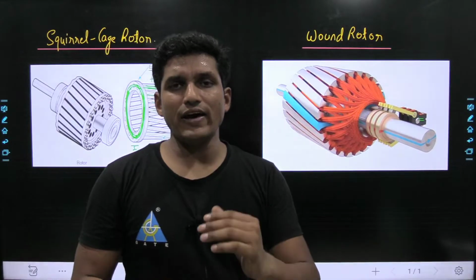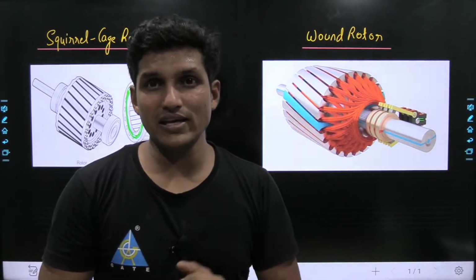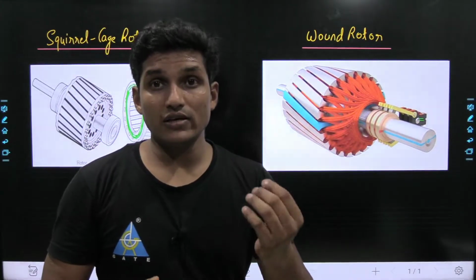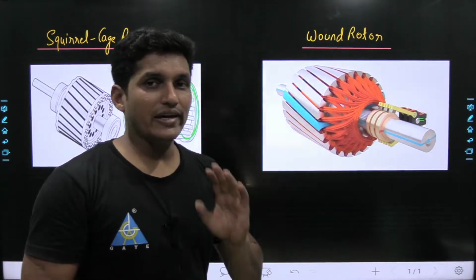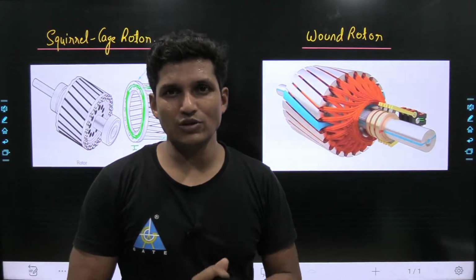At the starting, if external resistance is added, starting current decreases and starting torque increases. Whereas in the running condition, if external resistance is added, we could control the speed of the three-phase induction motor. The induction motor, which consists of wound rotor and slip ring, is known as slip ring induction motor.